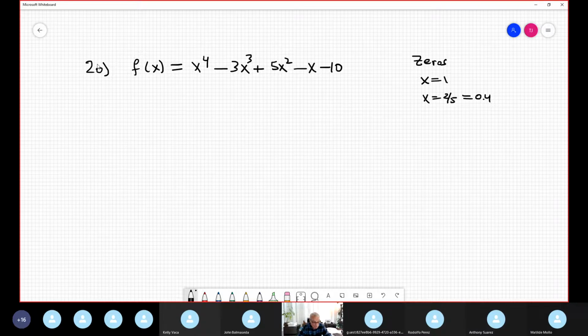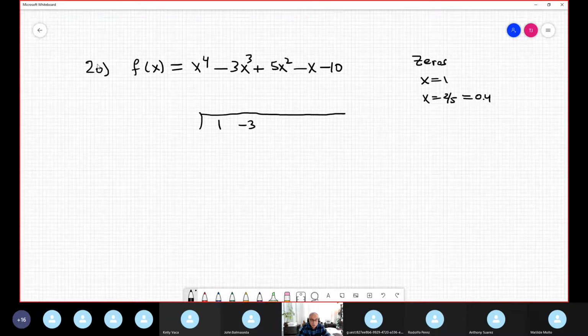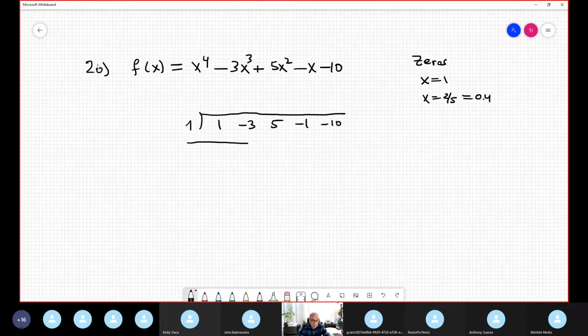I don't know. We have another factor, no? Because actually we have 4 degree. We have 4 factor or no, because maybe sometime we have irreducible quadratic, you know? But I have no idea. Let's do this synthetic division. This is 1, this is minus 3, this is 5, this is negative 1, and this is negative 10. And you divide by 1. Okay, it's easy. 1, and then 1.